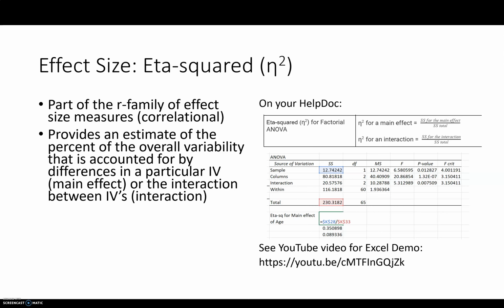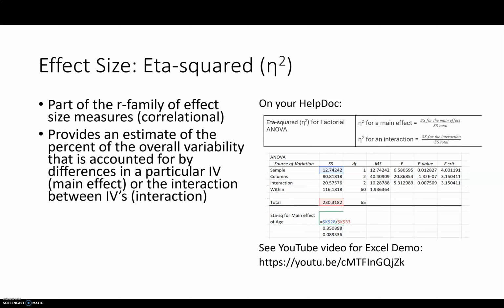Eta squared is part of this R family, or correlational family, of effect size measures. And the definition should look somewhat familiar. You can see how it's related to R and R squared. This provides an estimate of the percent of the overall variability in the data that's accounted for by differences in a particular independent variable for a main effect, or the interaction between independent variables for an interaction.